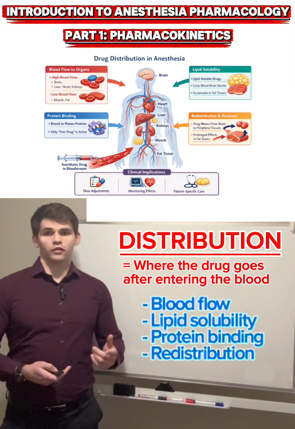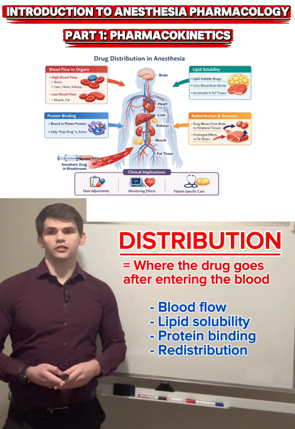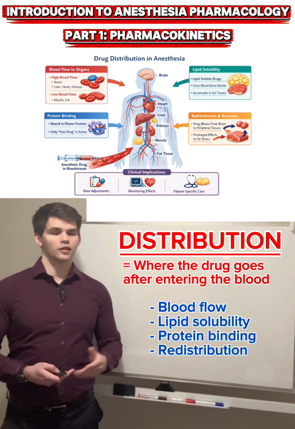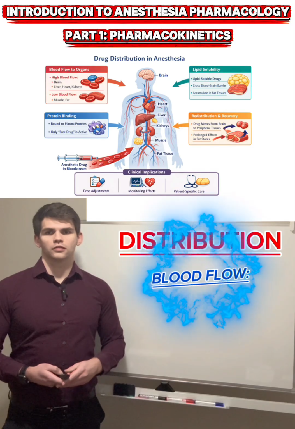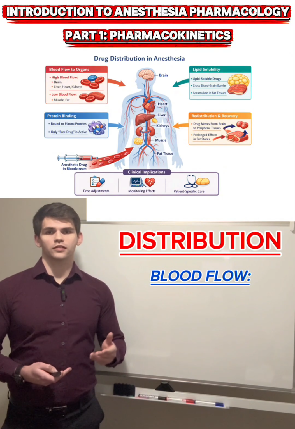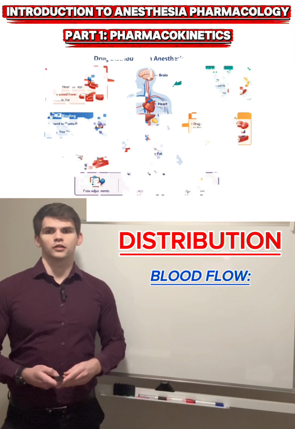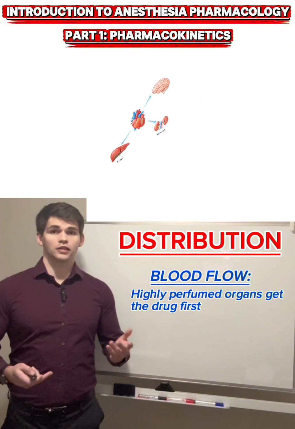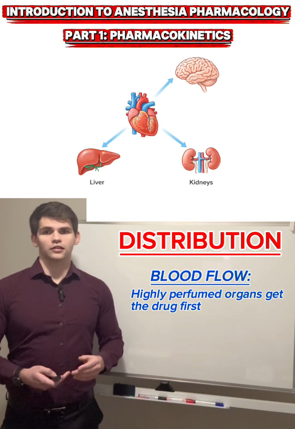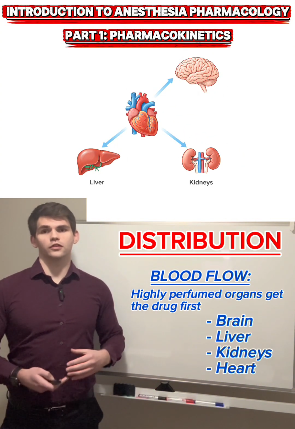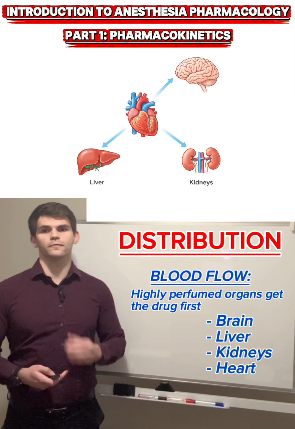Components of this include blood flow, lipid solubility, protein binding, and redistribution. So blood flow. The first thing that affects distribution is blood flow. Highly perfused organs get the drug first. That includes the brain, liver, kidneys, and heart.